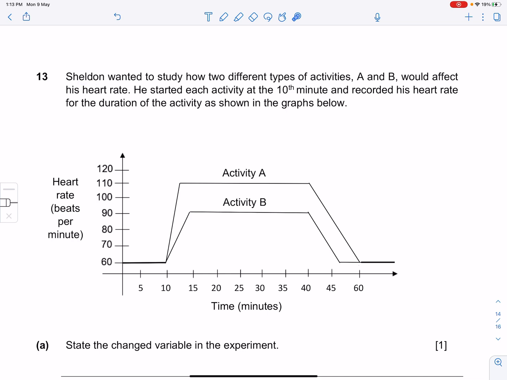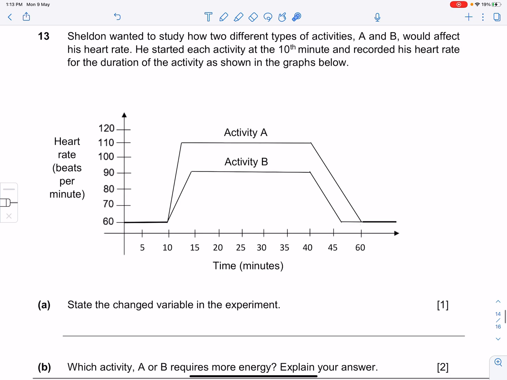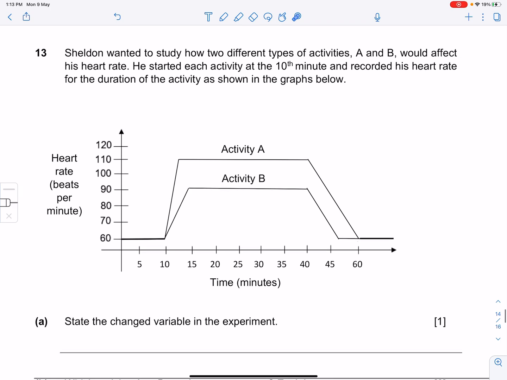Sheldon wanted to study how 2 different types of activities, A and B, will affect his heart rate. He started each activity at the 10th minute and recorded his heart rate for the duration of the activity as shown in the graphs below. So what's the change variable? Obviously everything is the same except for your type of activity. Now, once again, don't just tell me activity. What is your quantifying term, type?